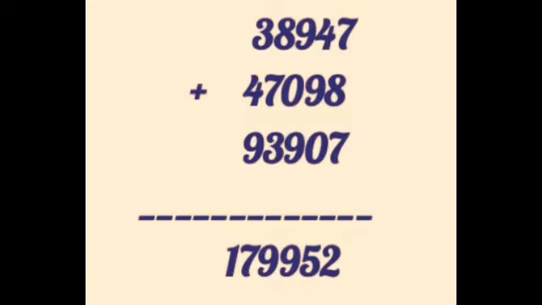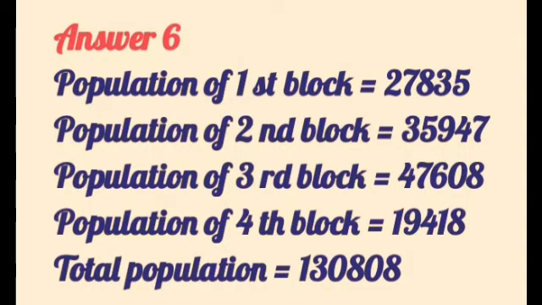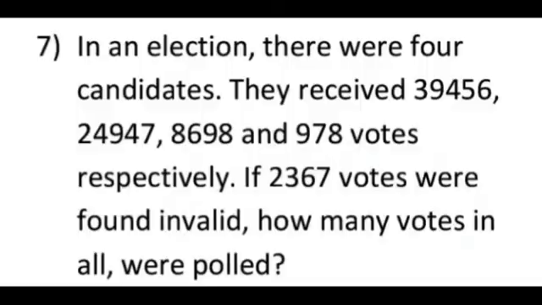Question number 6. The population of 4 blocks in a colony are 27,835, 35,947, 47,608 and 19,418 respectively. What is the total population of the colony? So here is our answer. Population of first block, population of second block, population of third block and population of fourth block. Add all the numbers. Please arrange in column and add. Here I am going to give you the direct answer. So our answer is 1,30,808.